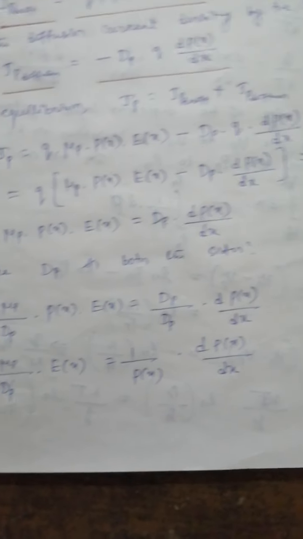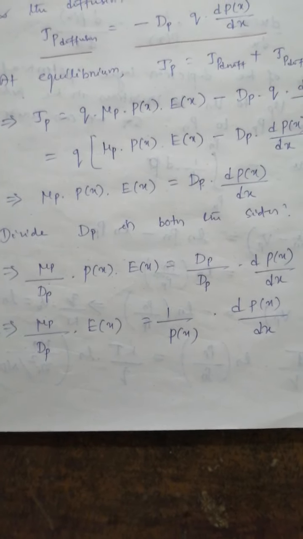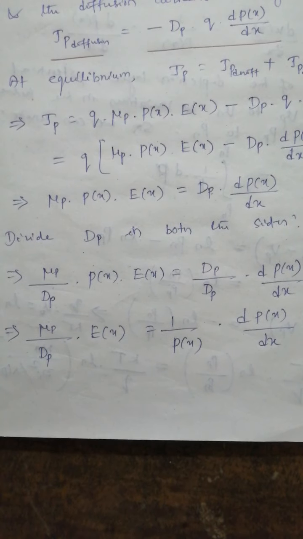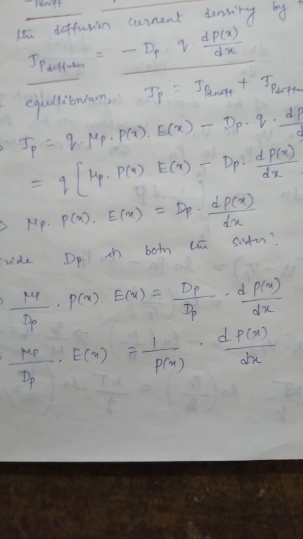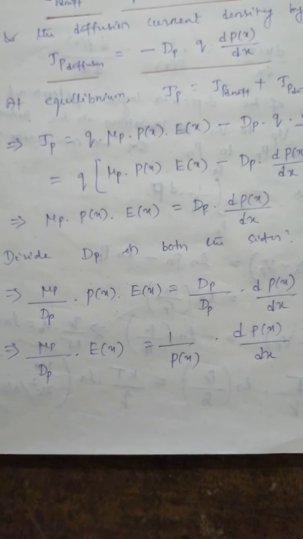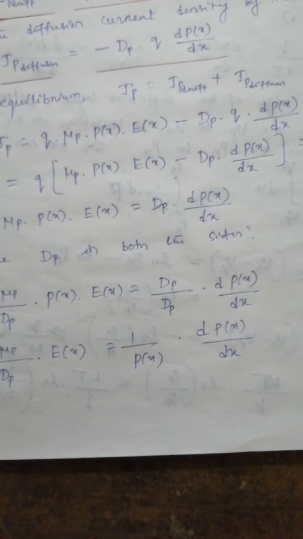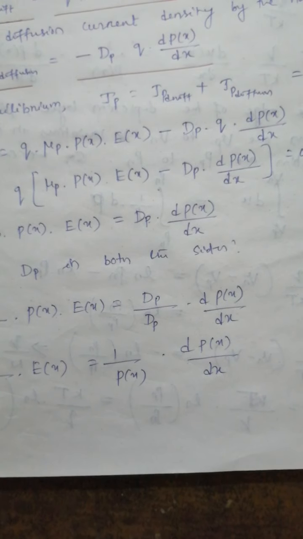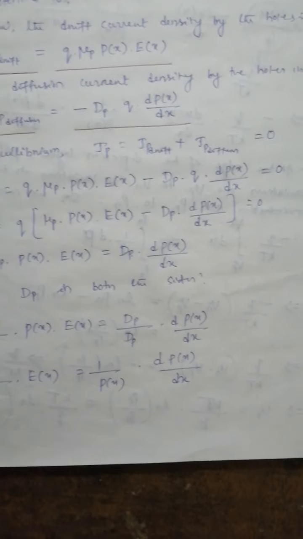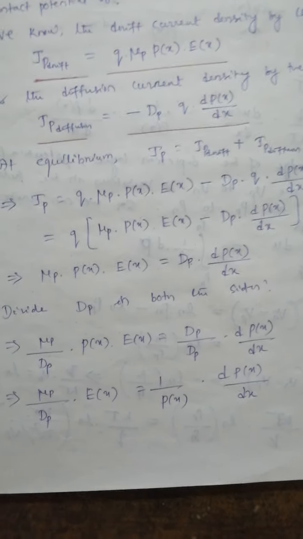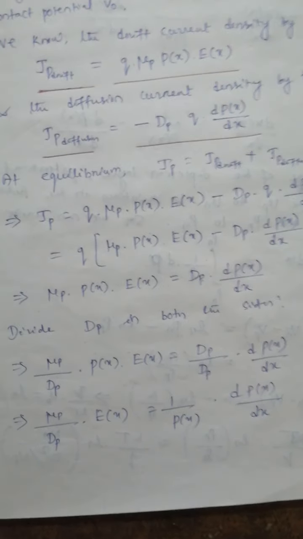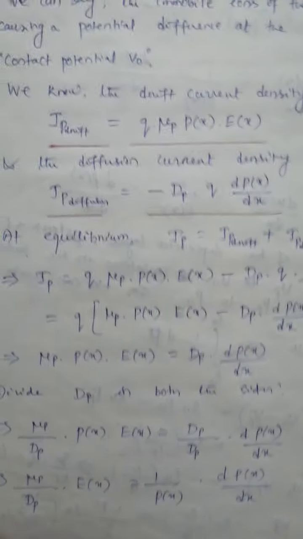Now you can see these derivations and you will reach a condition where mu_p divided by D_p into E(x) equal to 1 by P(x) into dP(x) divided by dx. Just see these derivations. It is very much easier. I have explained on a step-by-step basis, so it will not create a problem to understand.